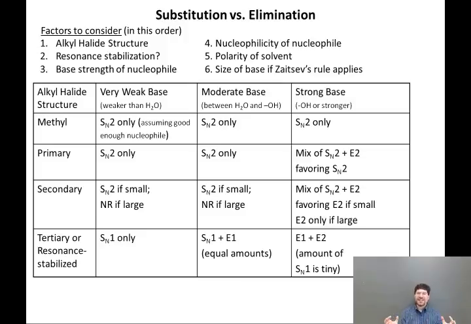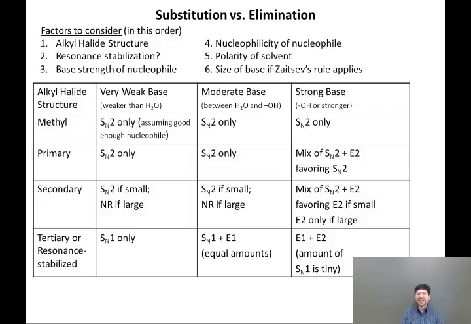And if the alkyl halide is large, and think back to the lesson where we talked about the criteria for small secondaries, if the alkyl halide is too large of a secondary for SN2 substitution, you will actually get no reaction. Okay, but in the case where you do have a strong base, a strong enough base for E2 elimination, you will get a mixture of the SN2 substitution and the E2 elimination product, favoring the E2 elimination product if the alkyl halide is small.